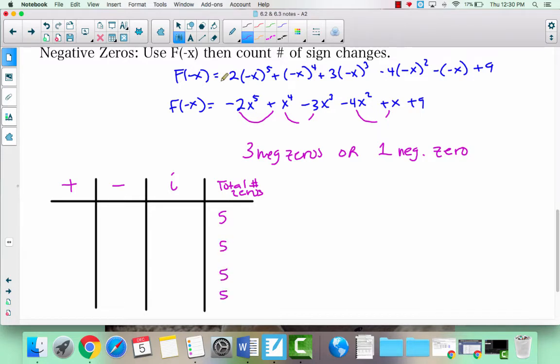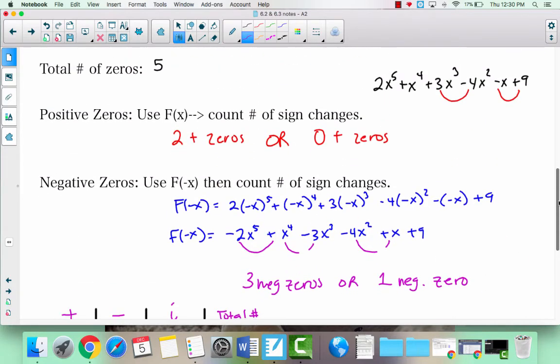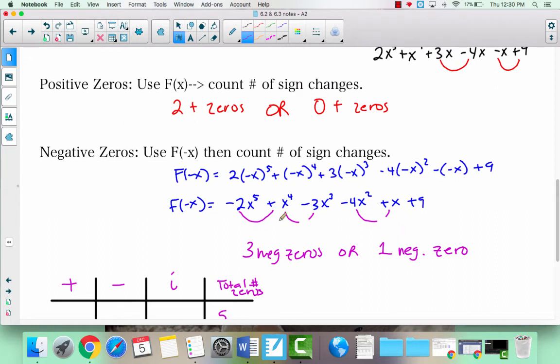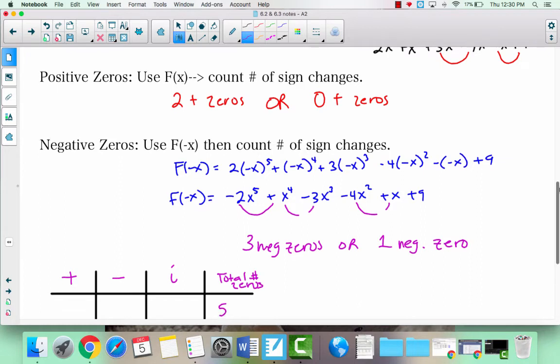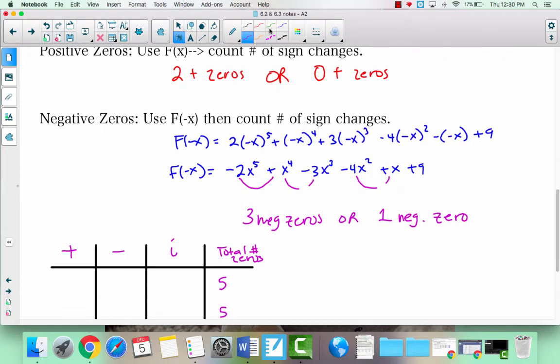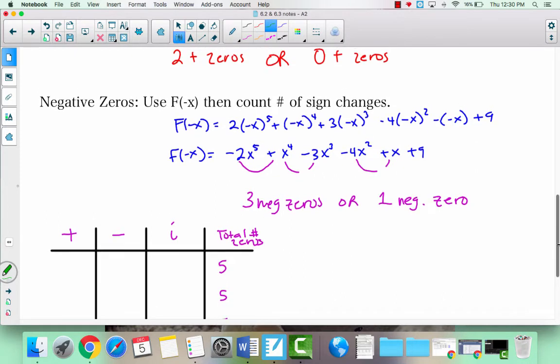Now, how we fill in is using what we established in the second and third steps here. So we have 2 positive zeros or 0 positive zeros. So I'm going to go ahead and do every combination of positives and negatives that I can, and then fill in the imaginary column accordingly. So I said I could have 2 positive zeros and 3 negative zeros. Because these already add up to 5, and that's the most I can have, that means I won't have any imaginary zeros if that's the possibility.